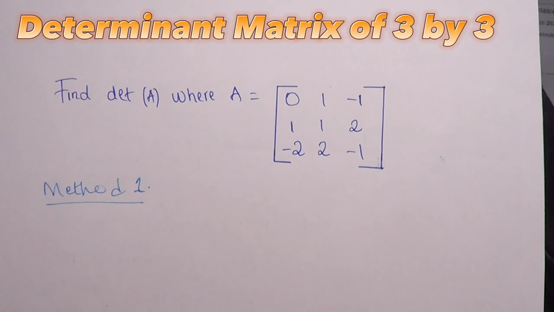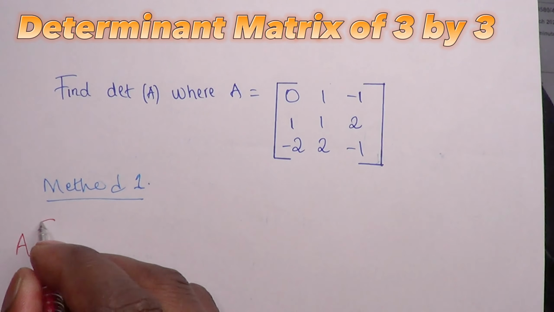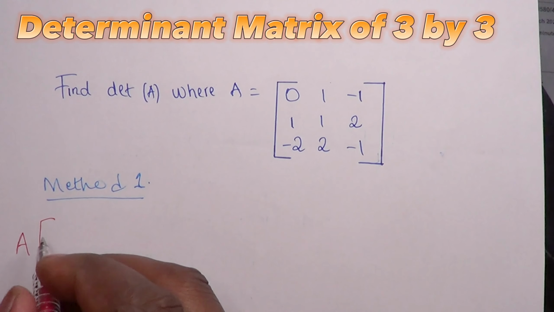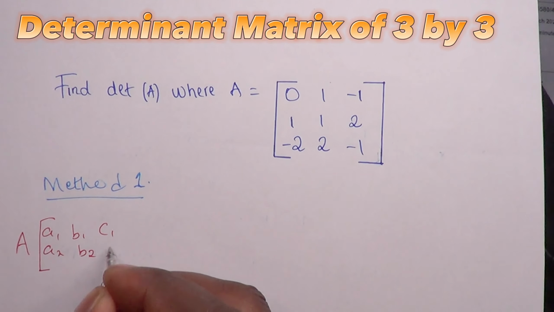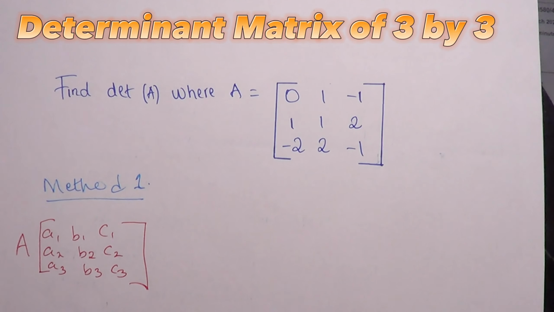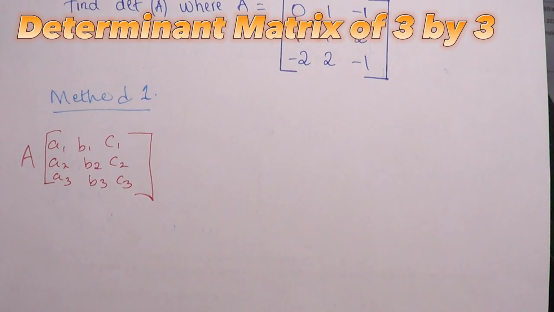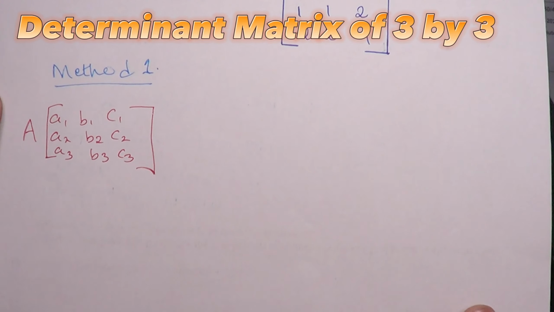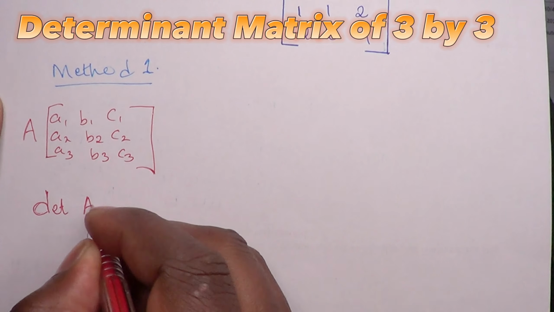At this point, when we are given A as A1, B1, C1, A2, B2, C2, A3, B3, C3. This is a determinant of 3 by 3, a matrix of 3 by 3. Now for us to find the determinant of this one, that is the determinant of A.